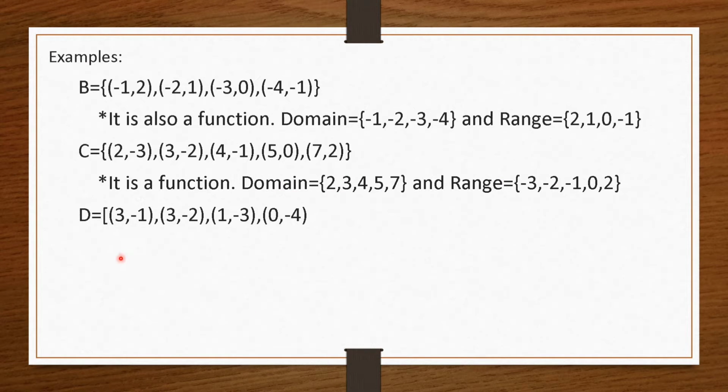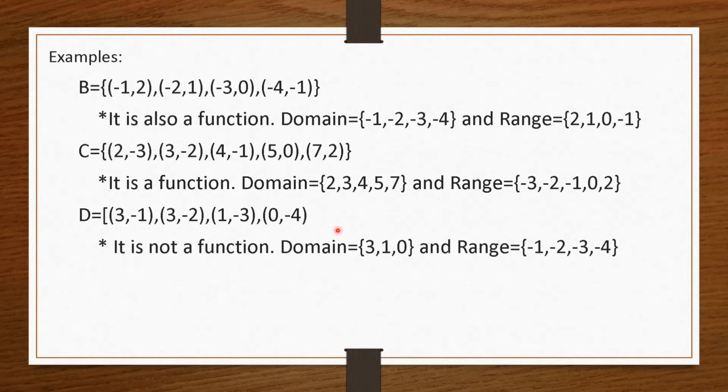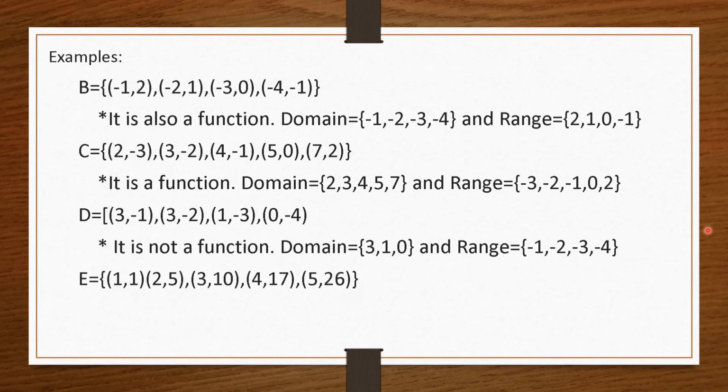The next example, we have here 3 and negative 1, 3 and negative 2, 1 and negative 3, 0 and negative 4. As you can see here, the x-ordinate is repeating. There is double 3, 3 and 3, which makes this not a function. And the domain is 3, 1, and 0. This is what I said in the first example, that you don't repeat the same value, which is 3 and 3. And the range is negative 1, negative 2, negative 3, and negative 4.